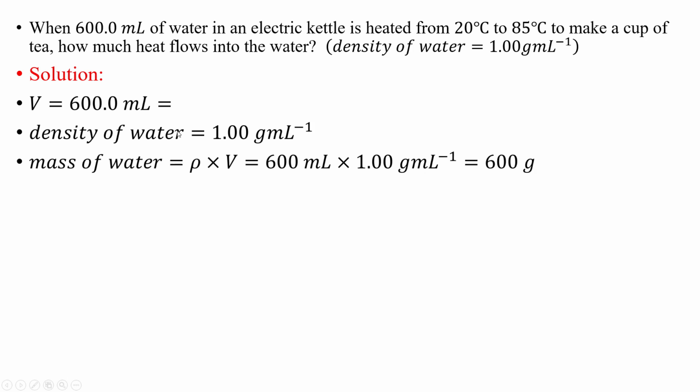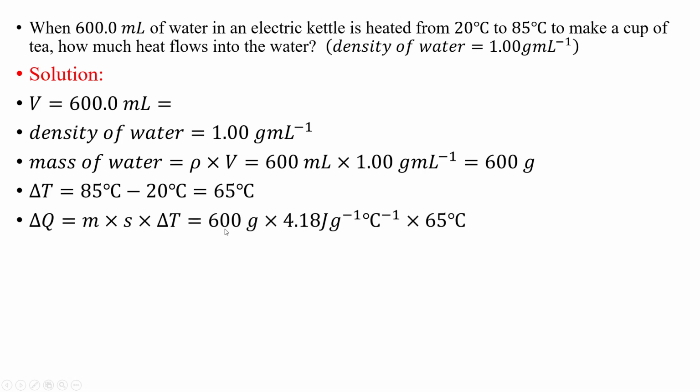We can find the mass of water from the density formula. We know that density is equal to mass per unit volume. So mass of water is equal to density multiplied by volume. So it comes out to be 600 gram. Change in temperature is final temperature minus initial temperature, 85 minus 20, which comes out to be 65 degrees Celsius. So putting the values in the equation, we get the change in heat energy to be 163.02 joule. So that amount of energy is being absorbed by the water in the electric kettle.